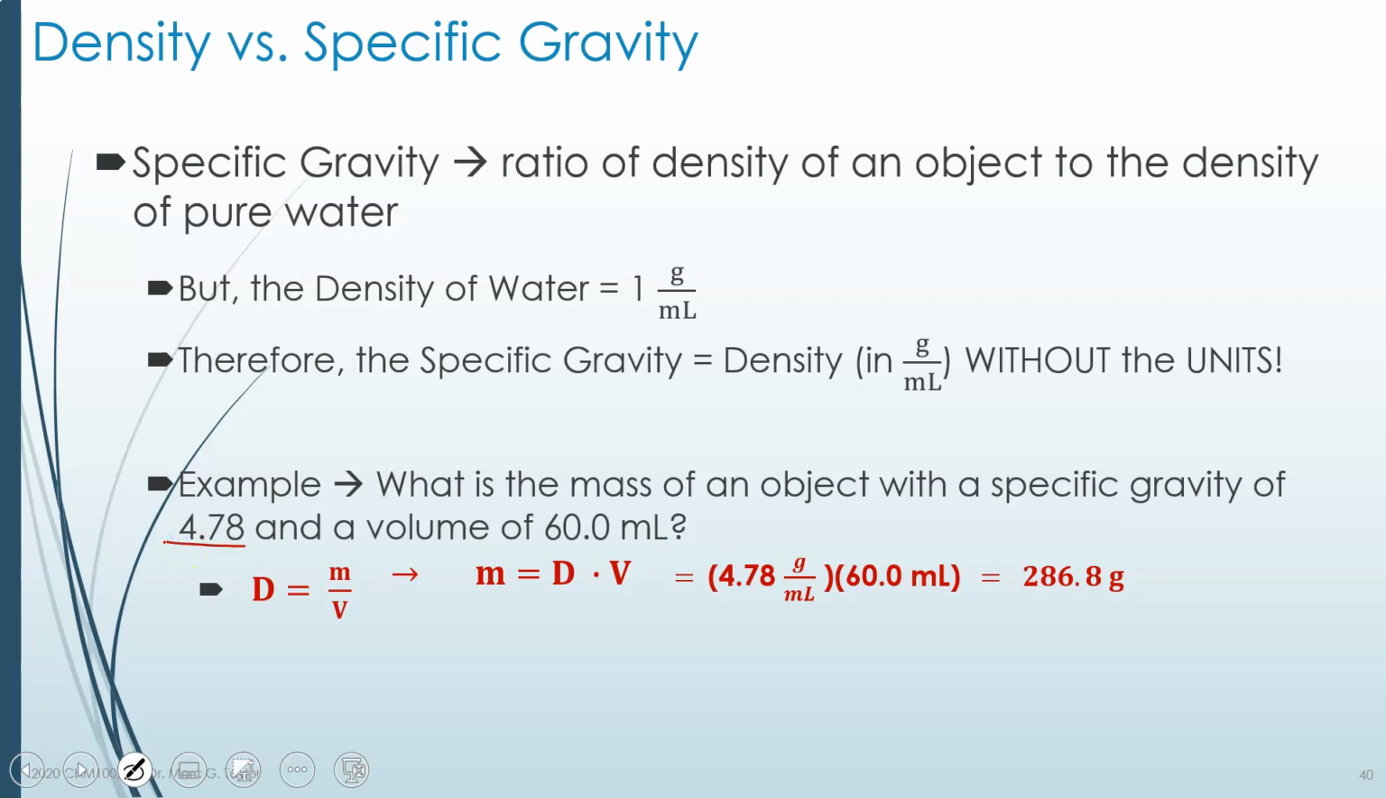This number has 3 sig figs. This has 3 sig figs. So this number has to have 3 sig figs. So you're going to keep these and use that to round up the 6. And therefore, our answer is 287 grams.